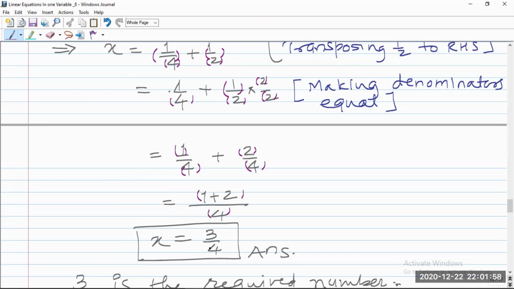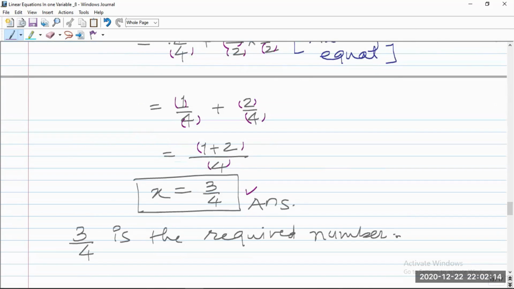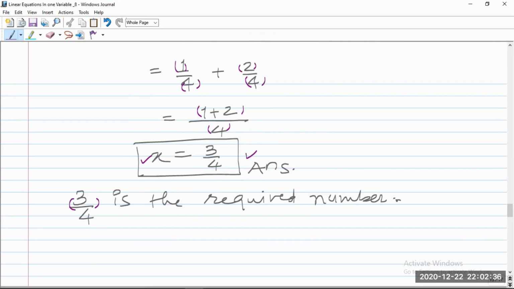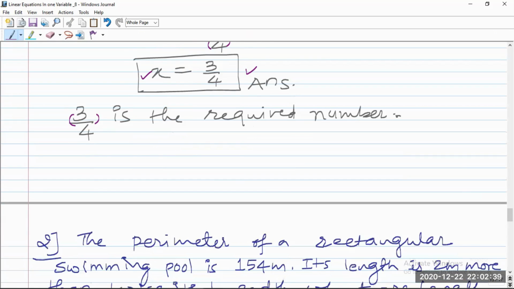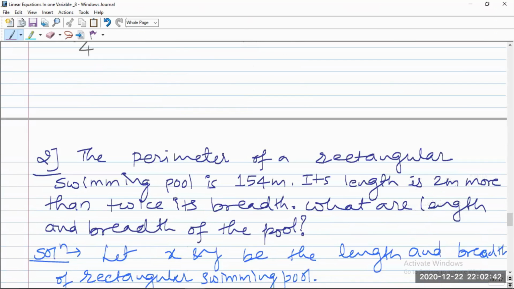So we can say the value of x is equal to 3 by 4. Understood, students? The solution of the given equation will be 3 by 4, or we can say, as it is a word example, the answer should be given properly. So what is x we have considered? We have considered x as the required number. Hence we can say 3 by 4 is the required number satisfying the conditions given in the example. This is one of the word examples, which is an application of linear equations in one variable, the solutions of linear equation in one variable.